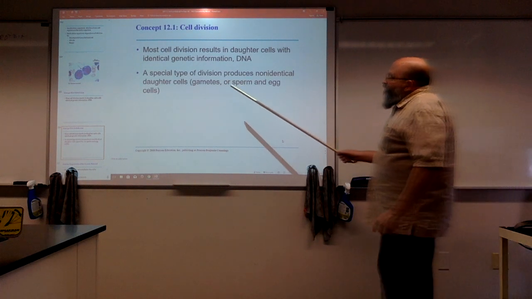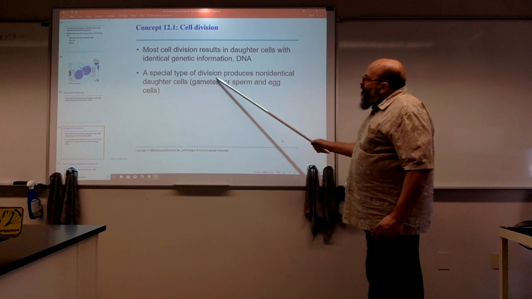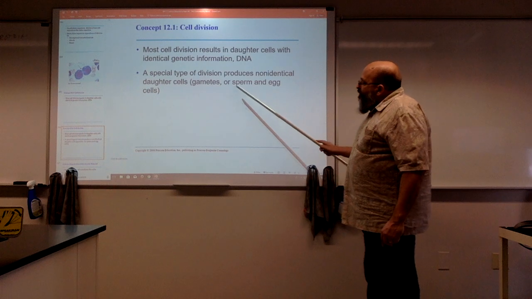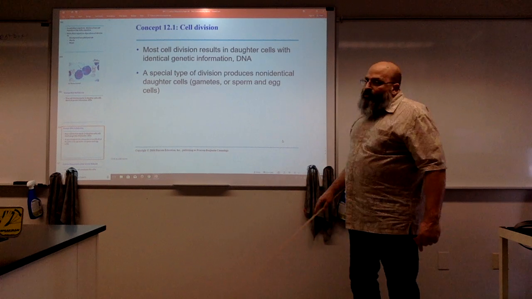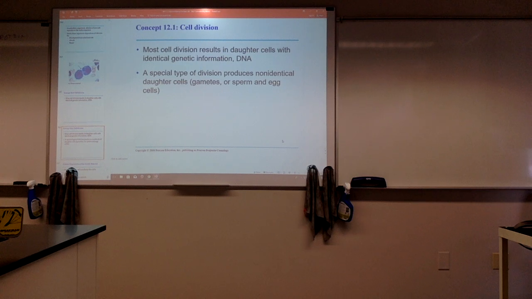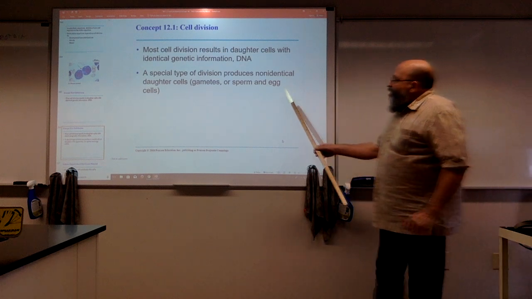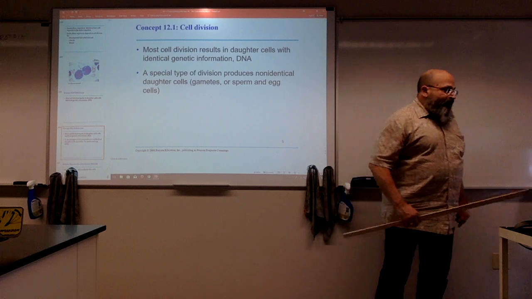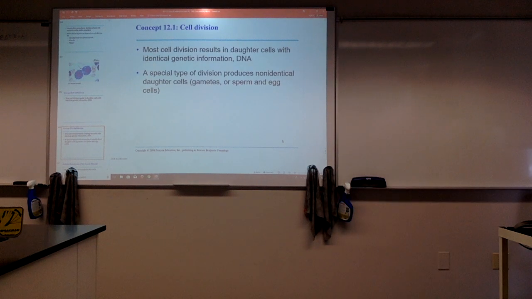So they introduced that here, okay? A special type of division produces non-identical daughter cells that would be sperm and egg, also known as gametes. And that's meiosis, and we'll mention it here and there, but we'll get into it in detail later this semester in lecture. But these are the only cells in your body that are not genetically identical to the rest of the cells in your body. They will actually be unique.